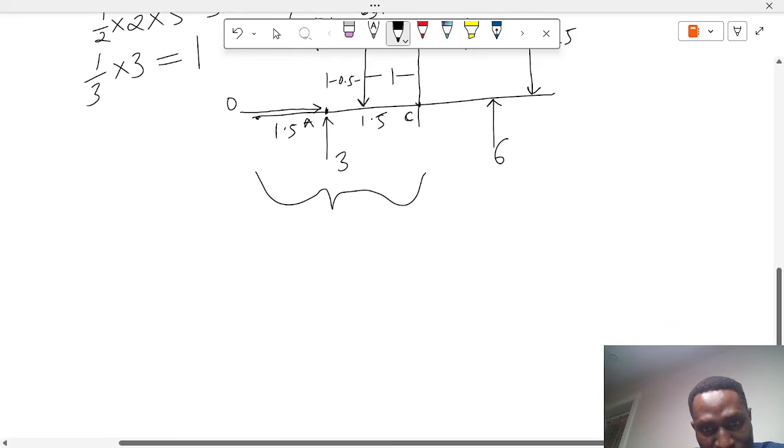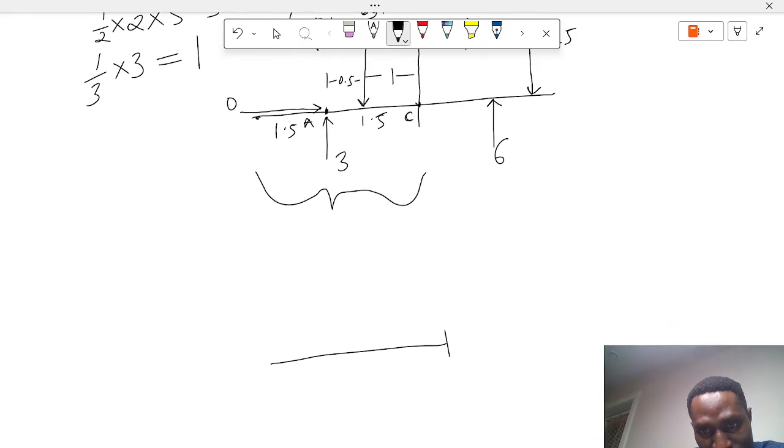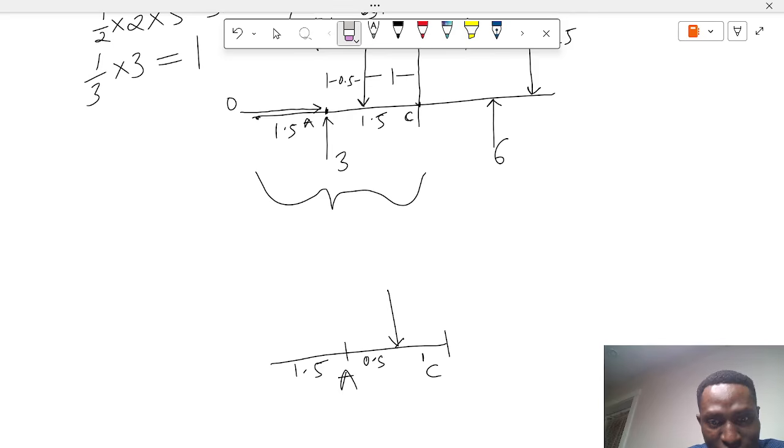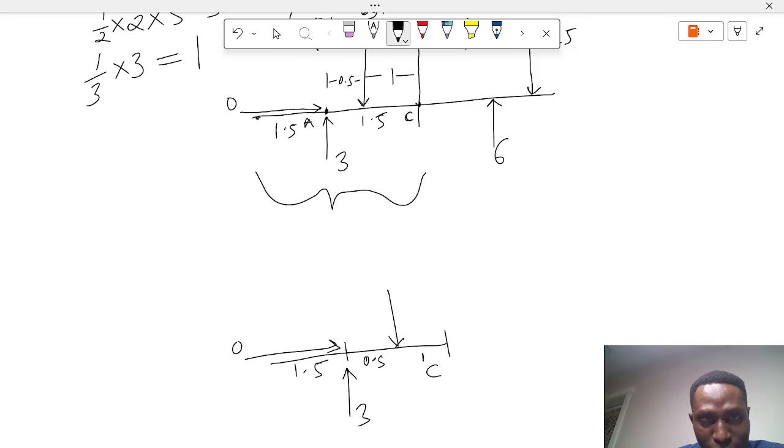I'll just repeat that again here. So I have this point C, I have this point A, and this point is 1, 0.5, 1.5. And at point A, I have two forces. This is 3, and this force is 0. This force is 3 kilonewtons. So this is what I have.